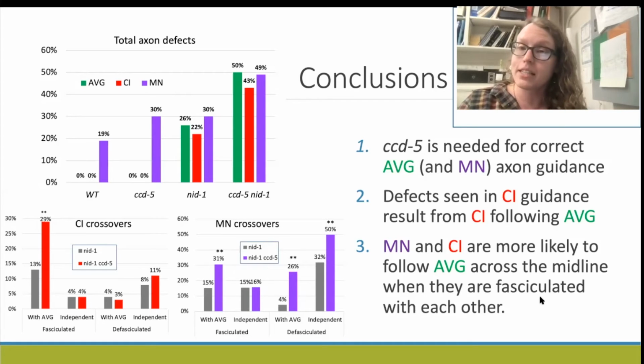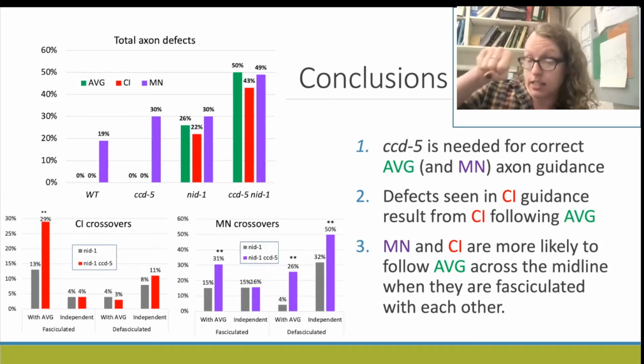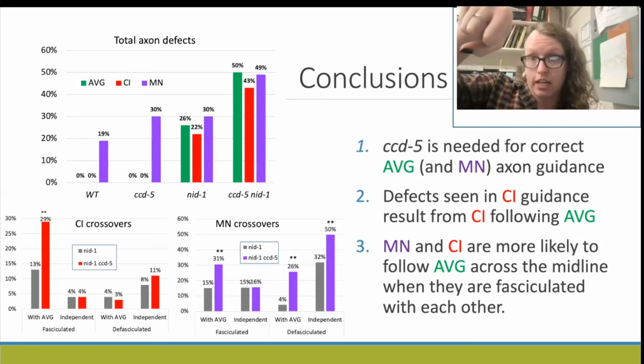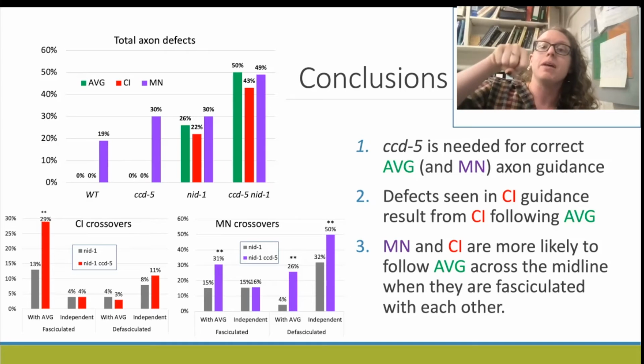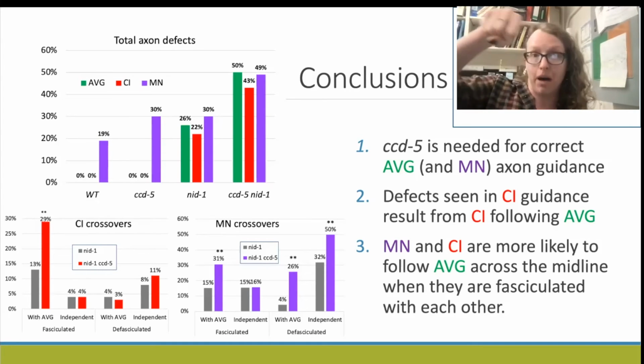And to me, that says something about the act of fasciculation, that if the follower axon is fasciculated to its other follower axons, it's also going to be fasciculated to its pioneer. That fasciculation is the same regardless of whether it's a follower or a pioneer. And having that fasciculation intact makes it more likely to stay with the follower, or with the pioneer.